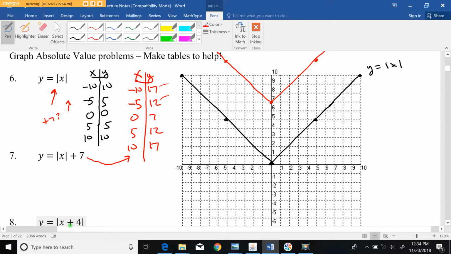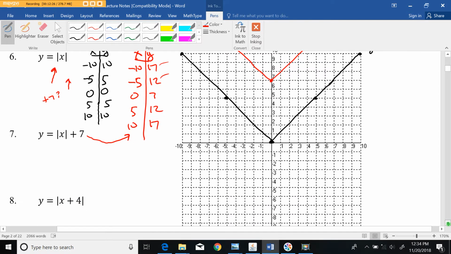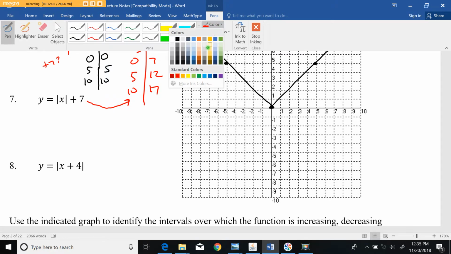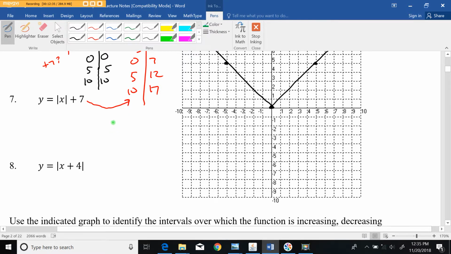Take a look at this one. And I'm going to use a different color here. Let's use green. So let's make a table. X, Y. And I'm just going to, again, pick some values here. Let's start with that same negative 10. Negative 10 plus 4 is 6. Absolute valued is 6. Negative 5 plus 4 is negative 1. Absolute valued is 1. I'm going to run one more here. Let's put negative 4 in, because you'll notice that negative 4 plus 4 is 0. The absolute valued is 0.